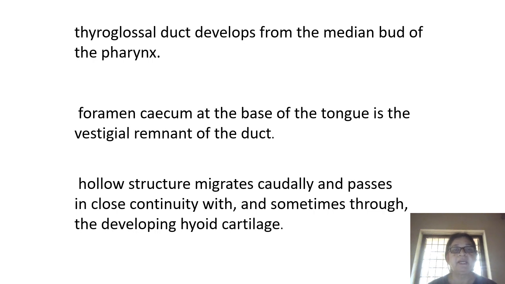So it develops from the median bud of the pharynx, and the foramen cecum at the base of the tongue is the vestigial remnant of the duct. It's a hollow structure that migrates caudally, goes downwards and passes in close continuity with and sometimes through the developing hyoid cartilage. Cartilage, as you know, is soft, so the duct is even able to go through it. Then the hyoid becomes ossified, it becomes a bone.